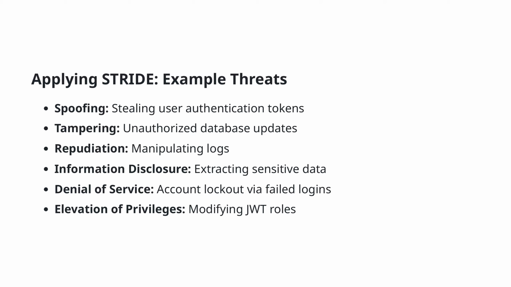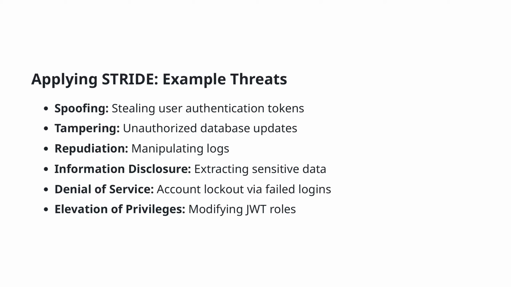Unauthorized access can lead to confidential information being exposed, violating data privacy and compliance requirements. A practical example of a denial of service attack is causing account lockout through repeated failed login attempts. This can render user accounts inaccessible, affecting the availability of services. Lastly, elevation of privileges can involve modifying JWT roles. Attackers with lower-level access can escalate permissions, gaining unauthorized capabilities within the application.